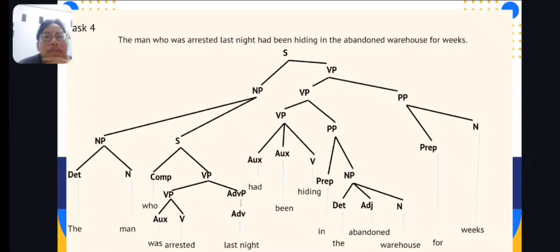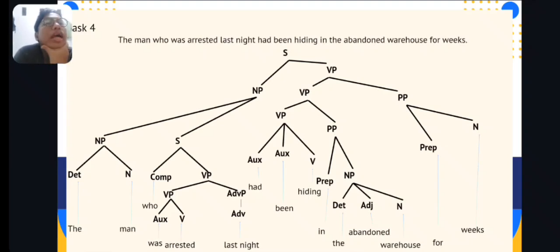There are 2 lines. The first is a verb phrase, aux is was, and the verb is arrested. And the second line, adverb phrase, and the adverb is last night. So there are 3 verb phrases. For the first verb phrase there are 2 lines, aux and verb. The aux is has been, and the verb is hiding.